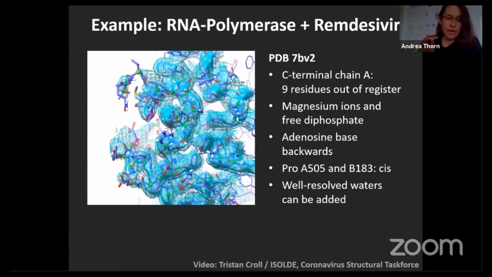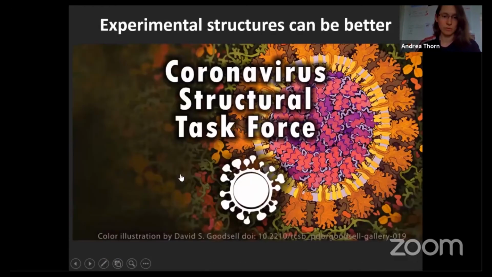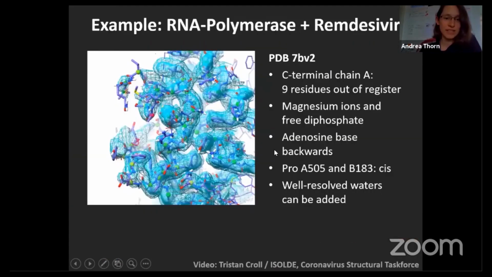However, the structure that had been deposited, and actually every RNA polymerase structure ever since the first one, so 7 or 8 structures, had the same problem, which Tristan Kroll illustrates in this video of his software Isolde. There was a 9 residue out of register shift. Oh, it does not play. That's too unfortunate. And you would usually see here the shift of 9 residues, so the whole molecule changes its conformation as you see the error.